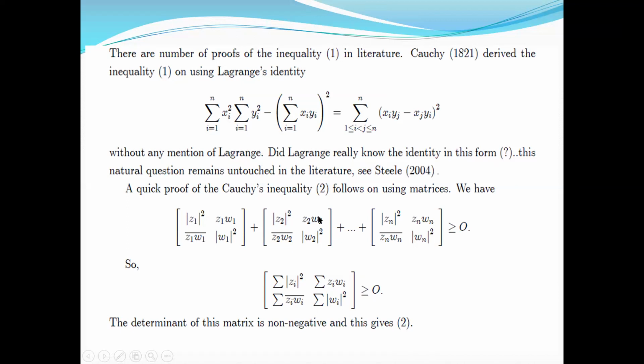In this way, all other matrices are positive semi-definite. And the sum of positive semi-definite matrices is positive semi-definite. So this matrix comes out to be positive semi-definite. Now put its determinant greater than or equal to 0. We get the Cauchy inequality in complex form.